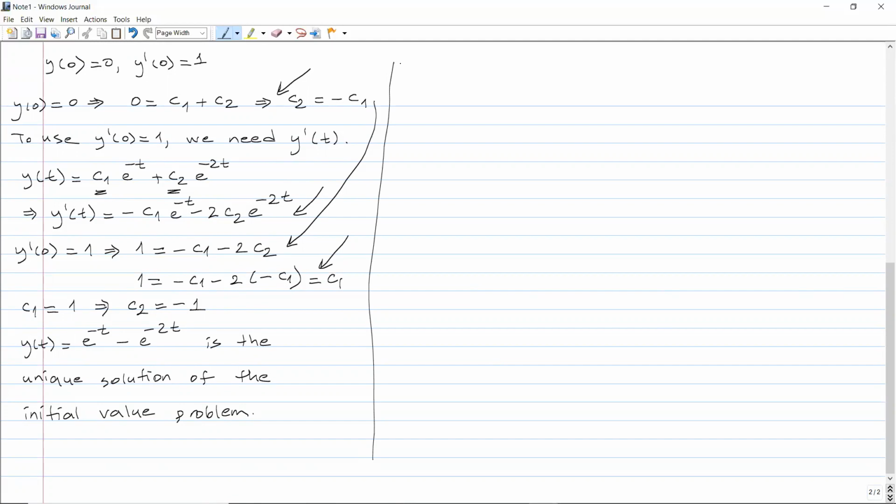Now, another example. Find all solutions. So this is not an initial value problem. We are just going to write the general solution. Find all solutions of 4 times the third derivative of y plus y prime plus 5y equal to 0.